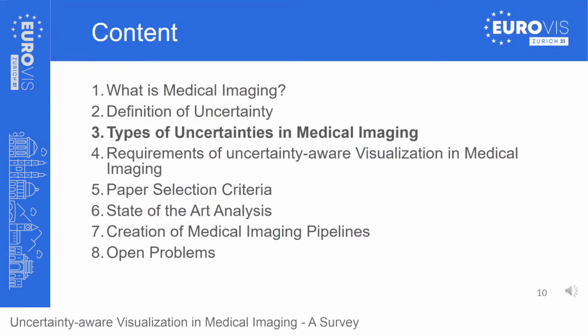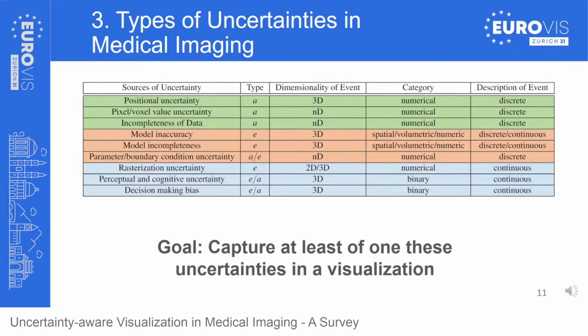So now that we know how we can define uncertainty, we can also define different types of uncertainties in medical imaging. And this table can be found in our paper, where we sorted all sources of uncertainty and described their type, dimensional event, category, and description of the event. We also applied a color coding that shows what type of uncertainty accounts to what type of image processing approach in the medical imaging pipeline.